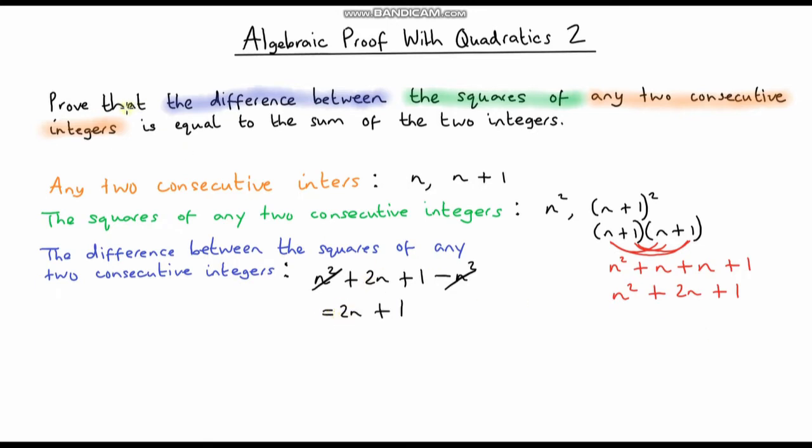So let's go back to our question. It says prove that the difference between the squares of any two consecutive integers is equal to the sum of the two integers. Well, this is the difference between the squares of any two integers. So is it equal to the sum of the two integers? Well, the sum of the two integers is just these two integers added together. That's what sum means. So if we add these two integers together, we get 2n plus 1. And they are equal. They are exactly the same. So we have proved our statement.